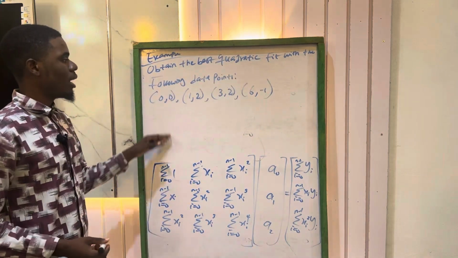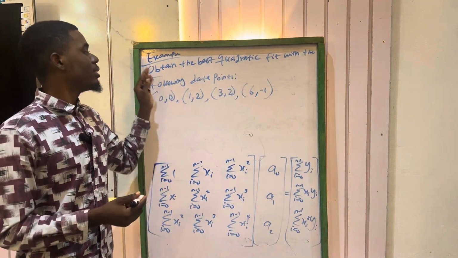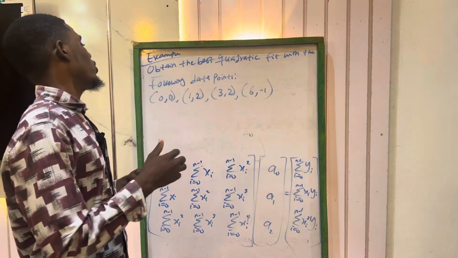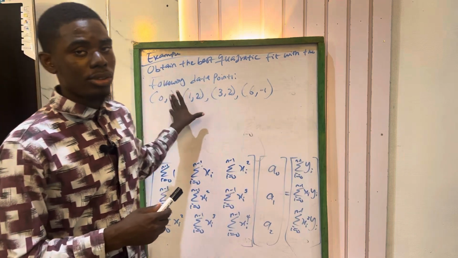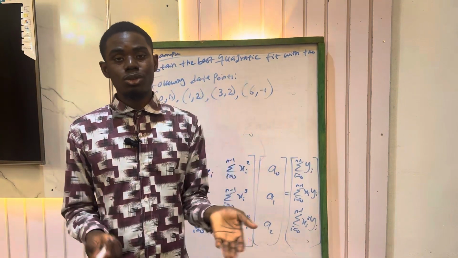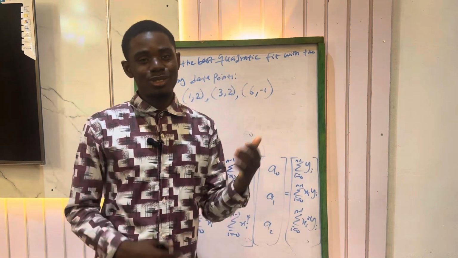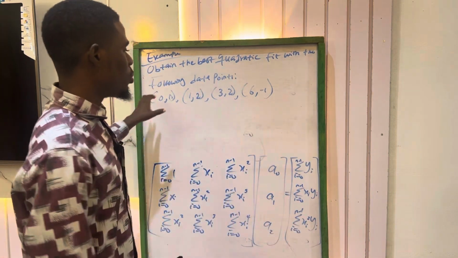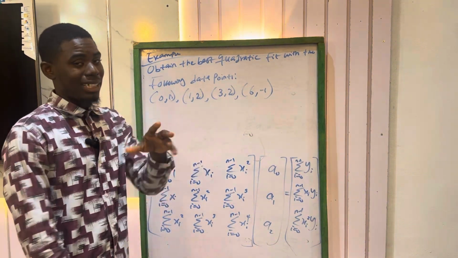All right, so now we want to solve this question. The question states that we should obtain the best quadratic fit with the following data points given. We have 0, 0, we have 1, 2, 3, 2, 6, minus 1. So I'm sure you are familiar with this question. We'll be using it for a very long time now. So we want to obtain the best quadratic fit using these same data points, right?